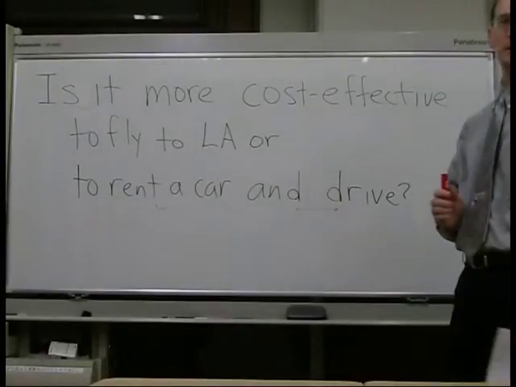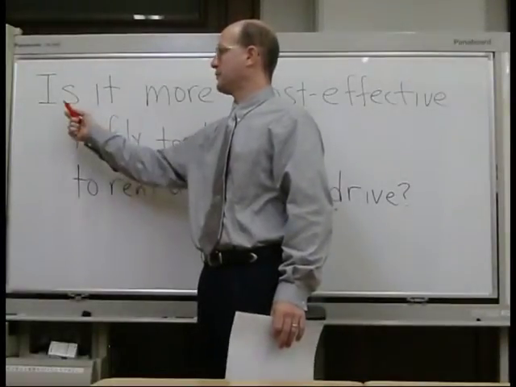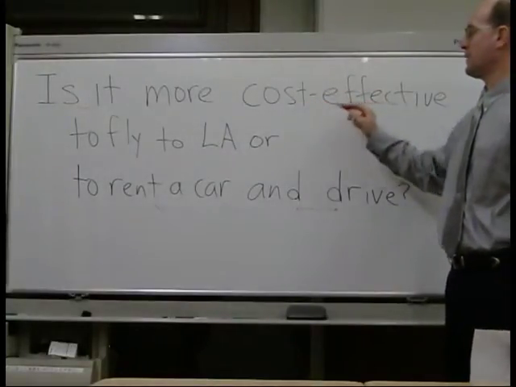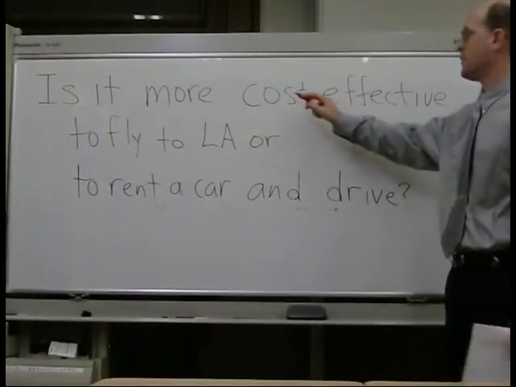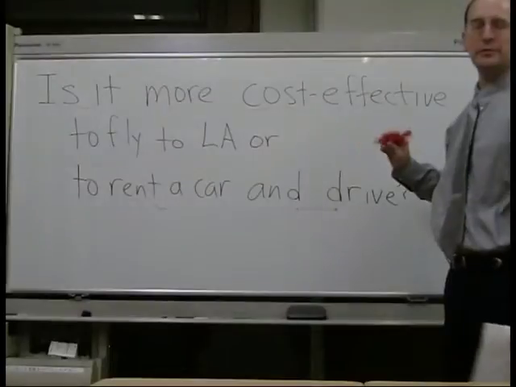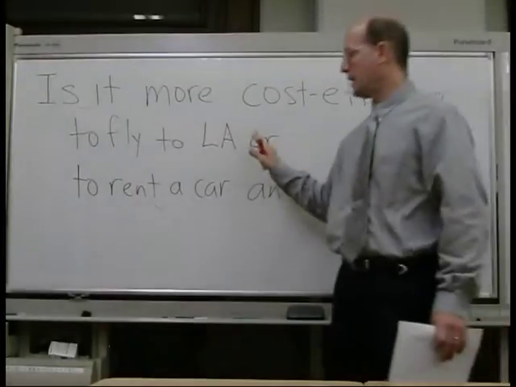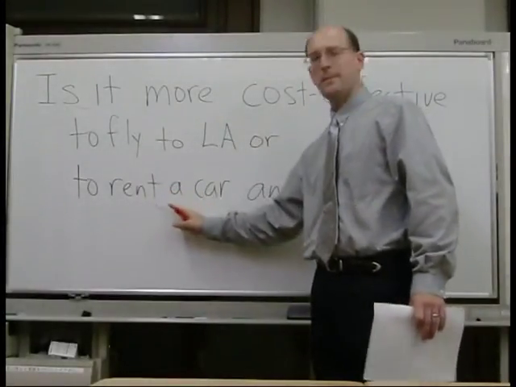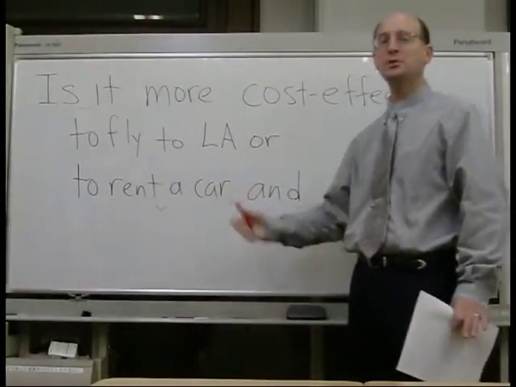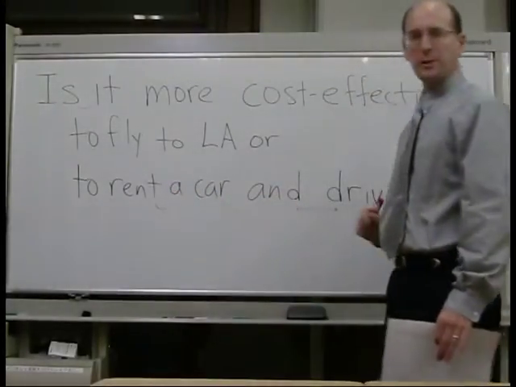Number three, we need to look at the sound combinations. We have a lot of liaison in this one. Is it, is it. That's an easy one. Cost effective, cost effective. Might even be a blend here. Cost effective. All right, still, that's not a big problem. To fly to LA, or to rent a car, renta, rent-a. Very clear liaison here, but again, it should be easy because we often talk about rent a car.